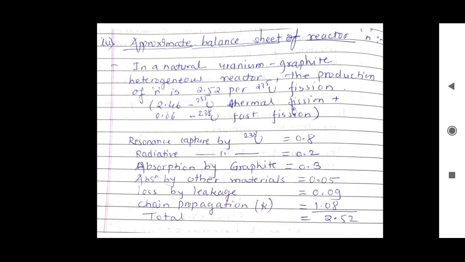For uranium-235, thermal fission produces 2.46 neutrons, and from the fast fission of uranium-238 there is a formation of only 0.06 thermal neutrons. The resonance capture by uranium-238 is 0.8, the radiative capture by uranium-238 is 0.2, the absorption by graphite is 0.3, the absorption by other materials is 0.05, the loss by leakage is 0.09, and the chain propagation, K, is 1.08. So the total value of neutron addition is 2.52. From one fission, 2.52 neutrons will be produced.